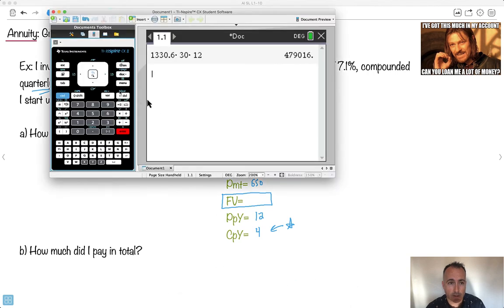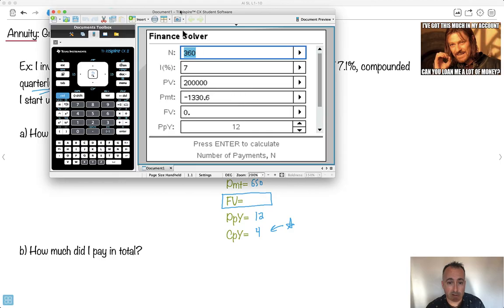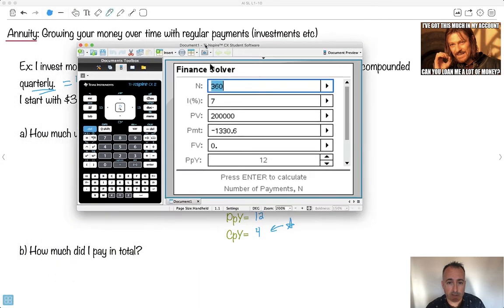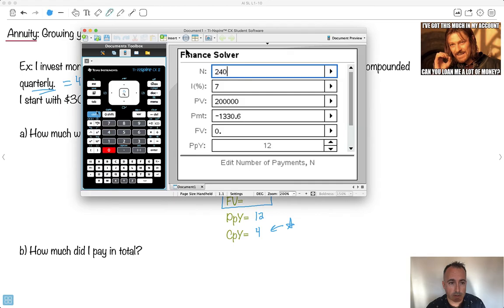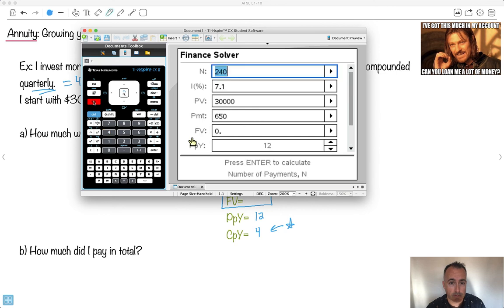So away I go. I just get out my good old finance solver. We just use your calculator for this. I'm just going to put in all the values. So it's 240. I put 7.1 here. I put in 30,000. Here I put in 650. I don't know my future value. Payments per year is 12, but compounding is not 12. This time it's 4. Remember I said, if you don't know what to do, make them the same. But here we do know they're different. So there we go, and I just go back. So I'm going to be solving for future value.